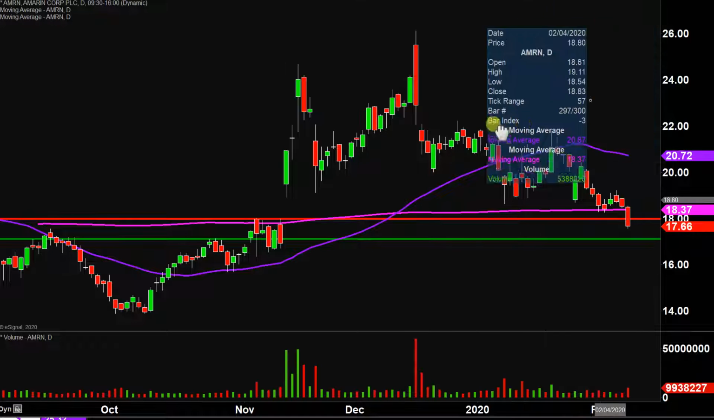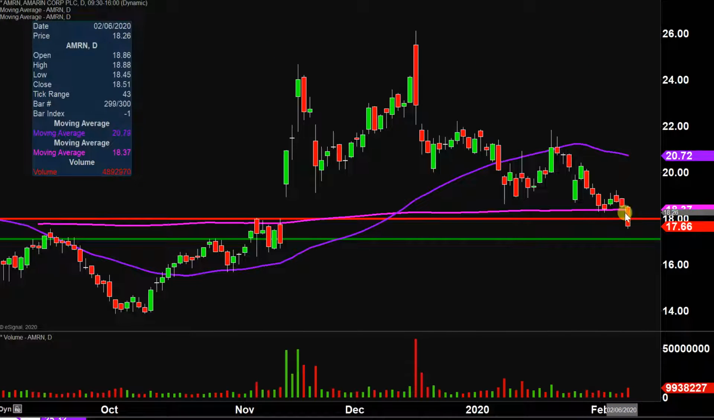The other big break that occurred today was the break of that pink line there, the 200-day simple moving average, which, even if you have a basic understanding of charts, I'm sure you've heard of that level and you know that it's a very important level. So not a good way to close out the week at all.